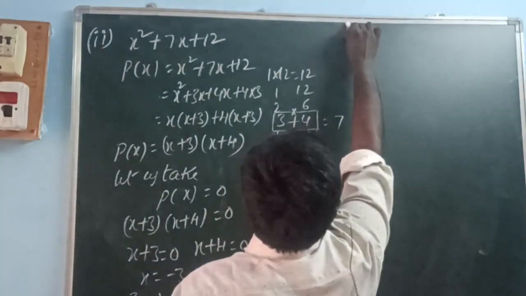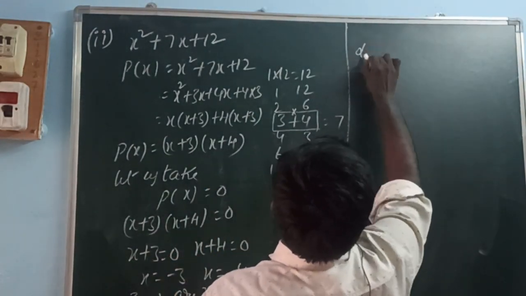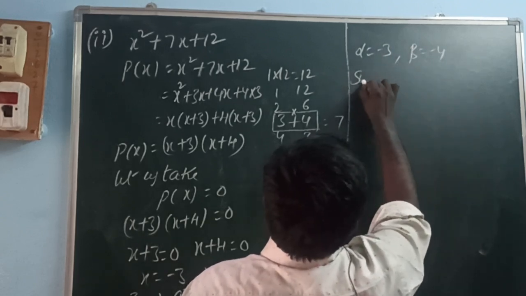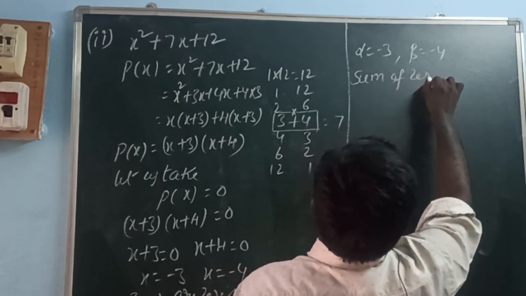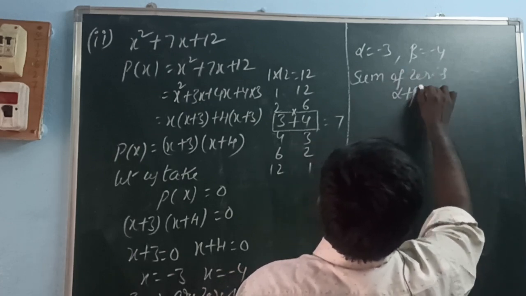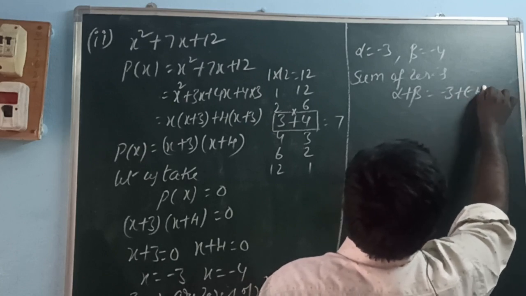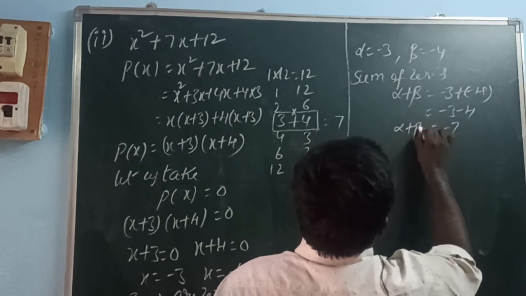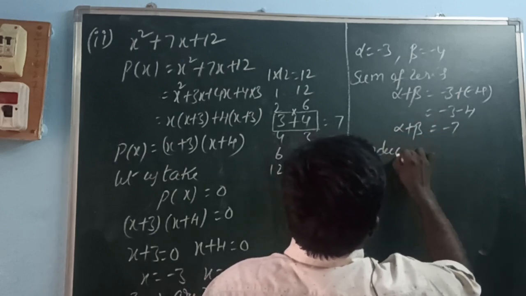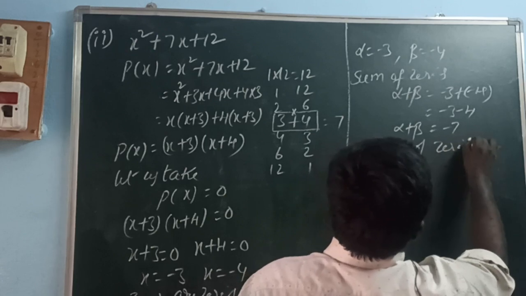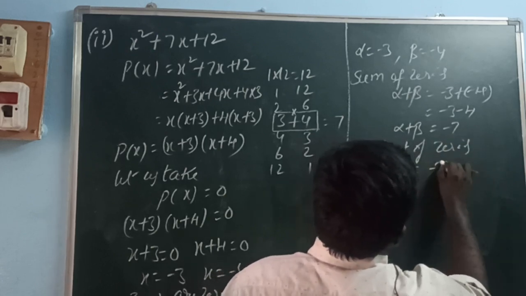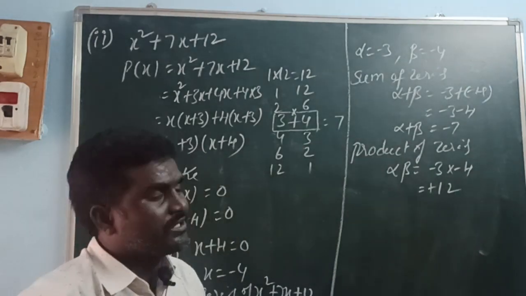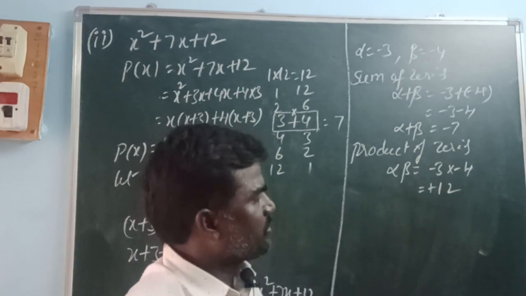Okay, next, let us take alpha is equal to minus 3, beta is equal to minus 4. So sum of zeros, alpha plus beta is equal to minus 3 plus minus 4, that is minus 3 minus 4, minus 7. So next, product of zeros, alpha into beta is equal to minus 3 into minus 4, minus into minus is plus, 3 4 ja 12. So this is the sum of zeros is minus 7, product of zeros is 12.